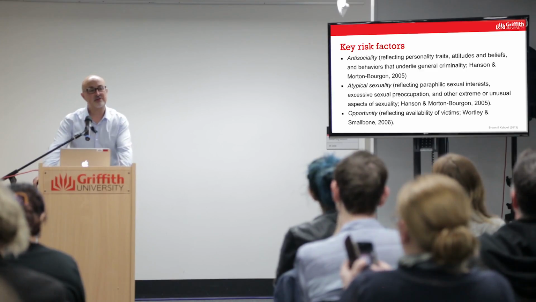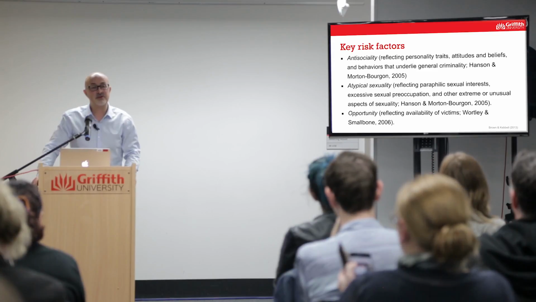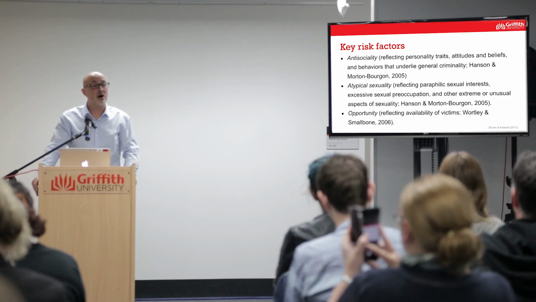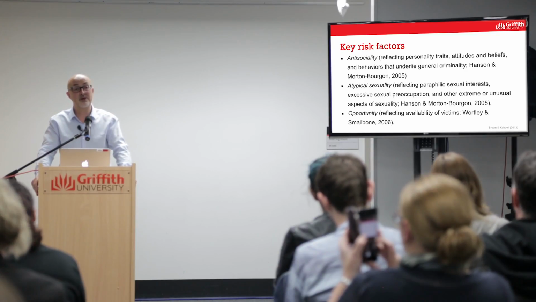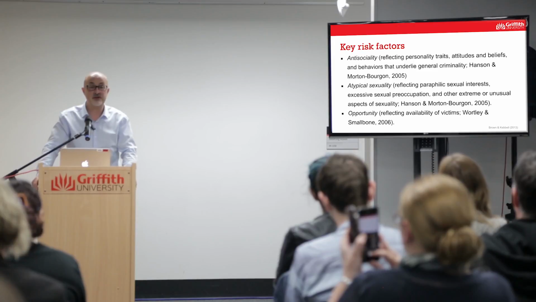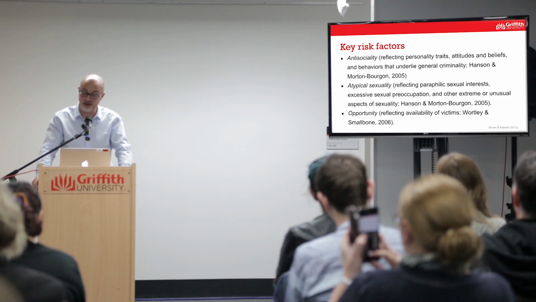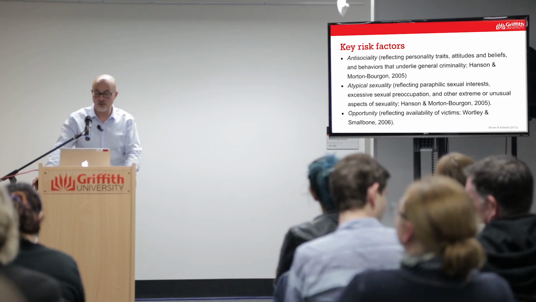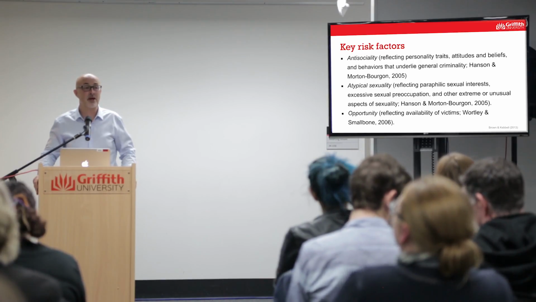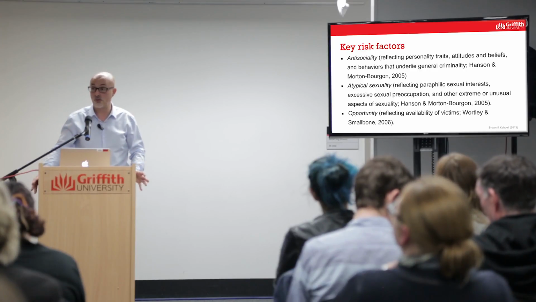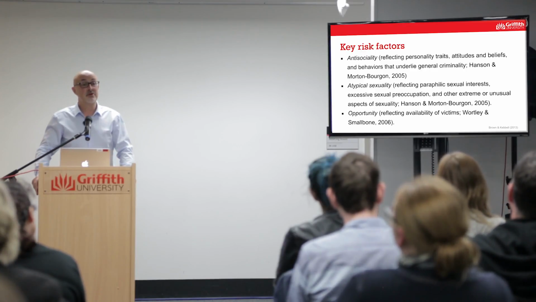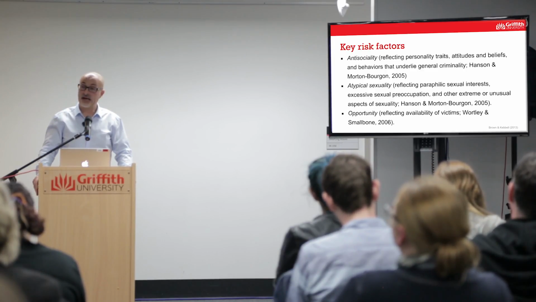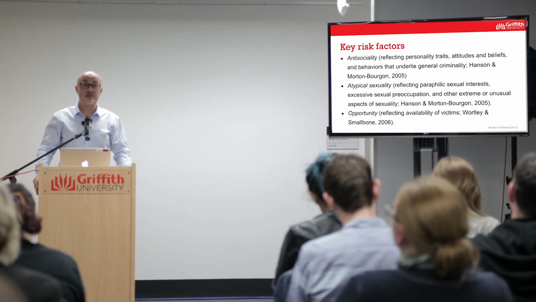Then, atypical sexuality. A lot of our offenders are antisocial, especially our significant offenders who commit a lot of offences. But what's different about our sex offenders and our preferential sex offenders is their atypical sexuality, reflecting paraphilic sexual interests, excessive sexual preoccupation, and other extreme or unusual aspects of sexuality. I've already pointed out some of the difficulties about looking at what is actually abnormal, but looking in more detail at atypical sexuality is going to be critical.